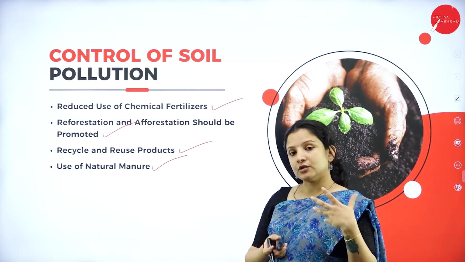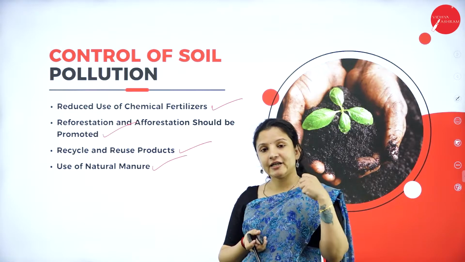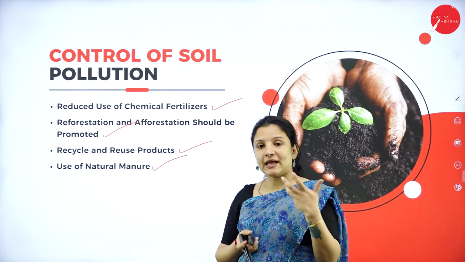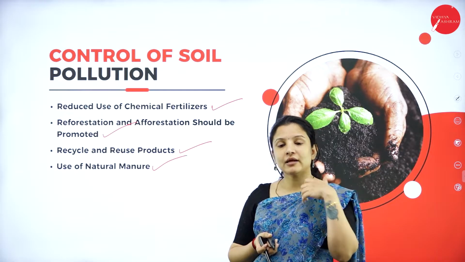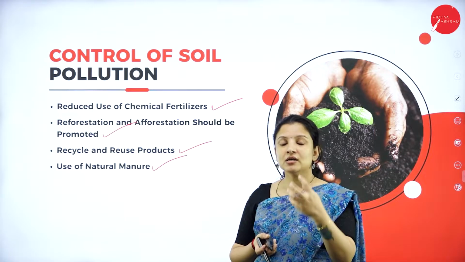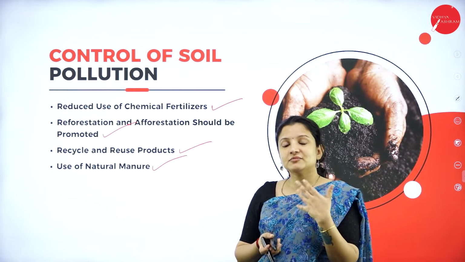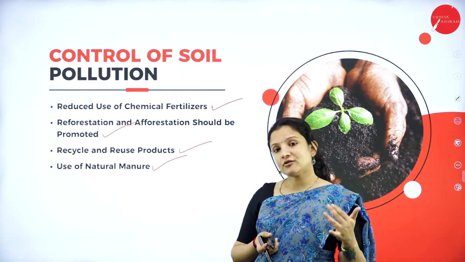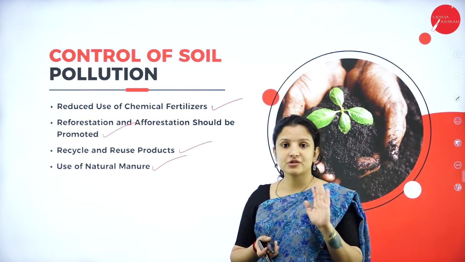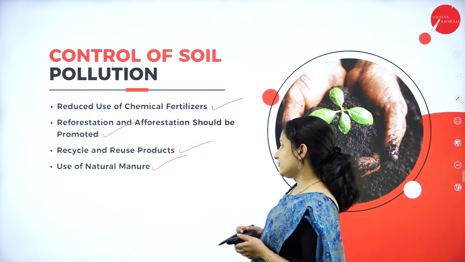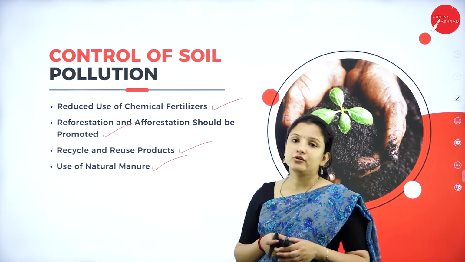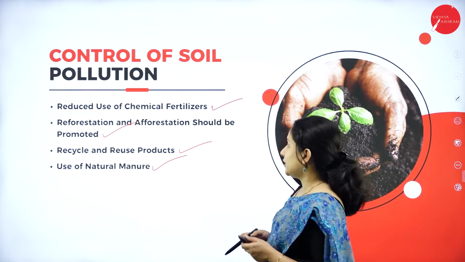So the earthworms, once they start feeding on the dead plants and all that, they will excrete. So that excreta is mixed with soil and it is made into a compost. So that compost is a natural compost which can be used in the agricultural field. So therefore, use of natural manure can also control soil pollution.